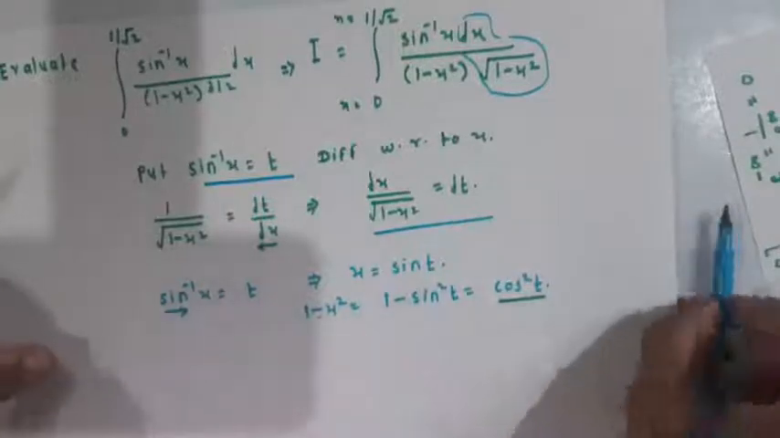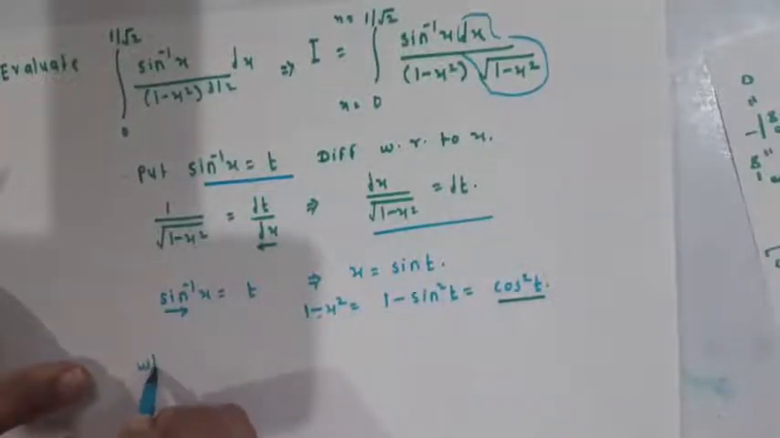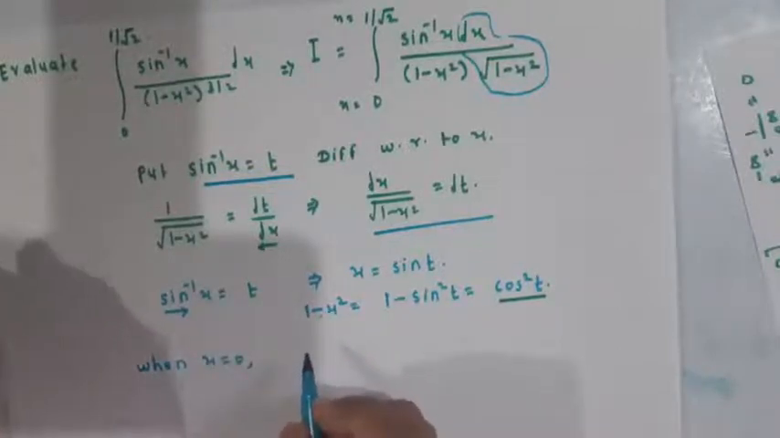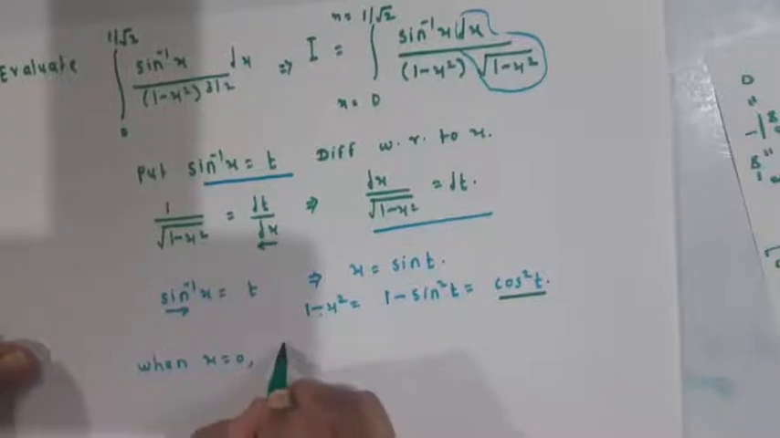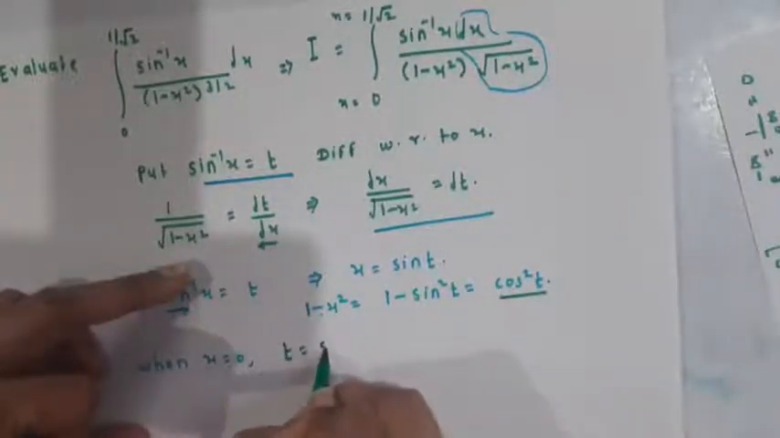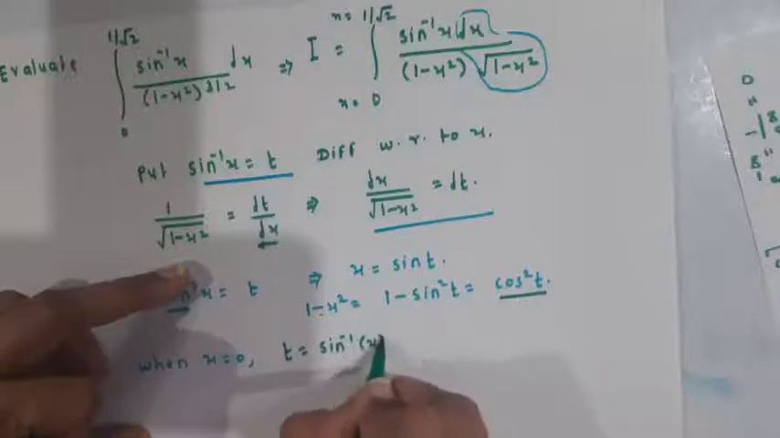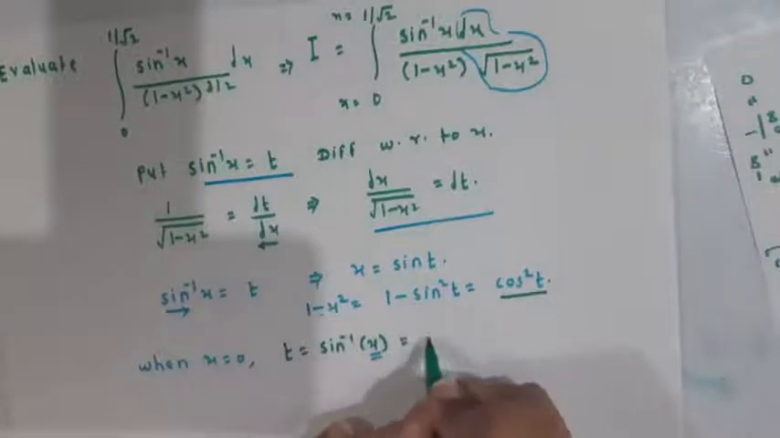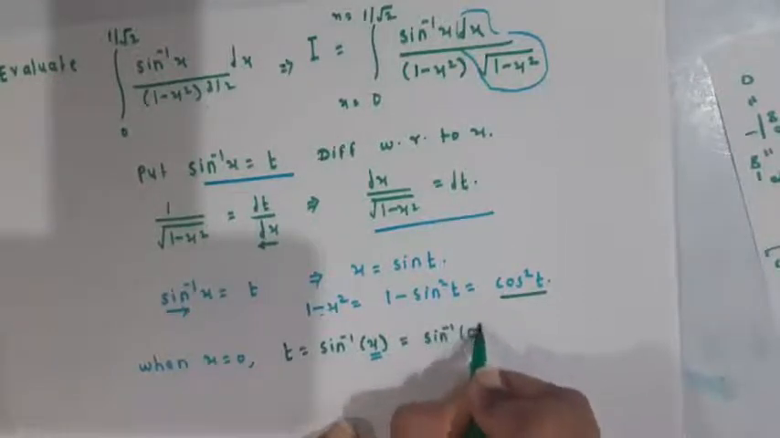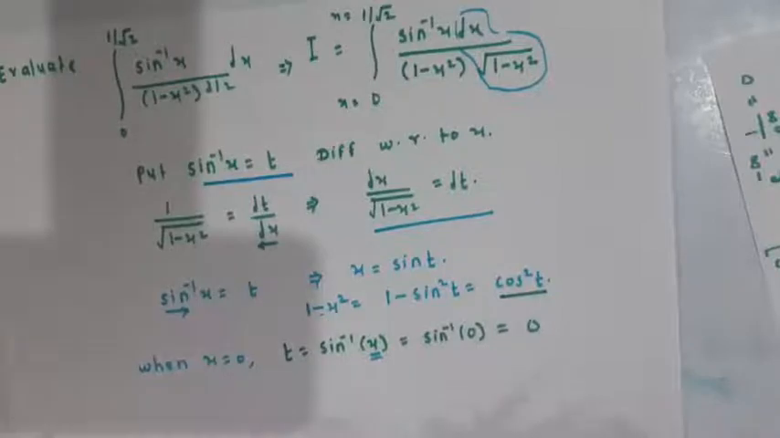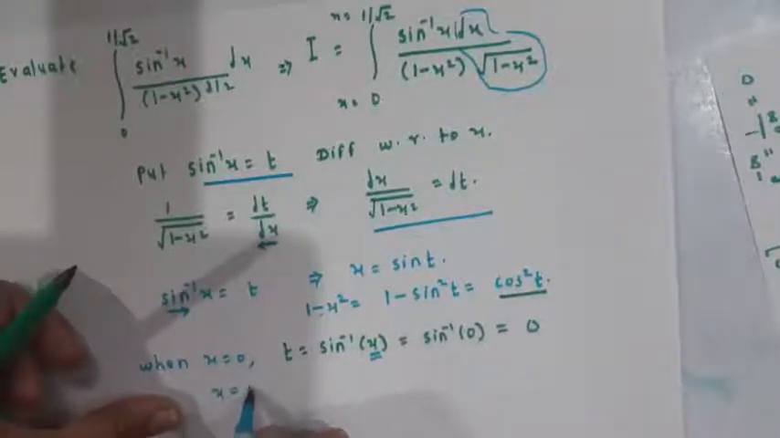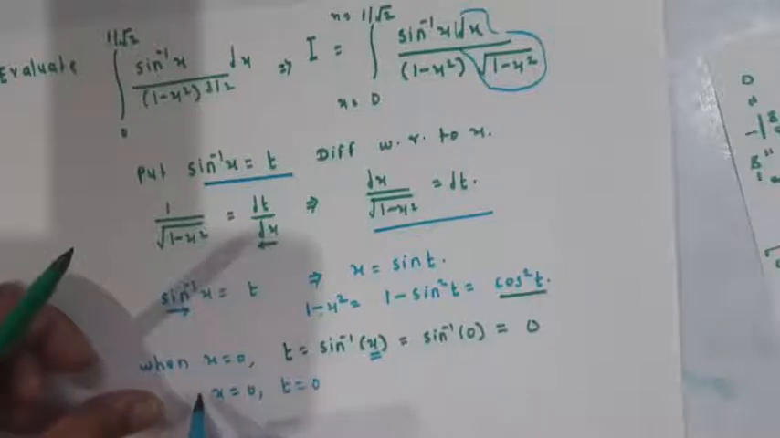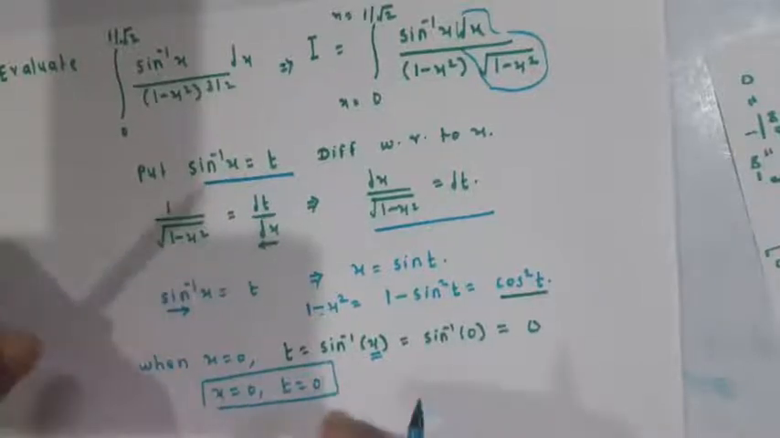Okay, so when x equal to 0, what is the value of t? The value of t is t equal to sine inverse of x. Here put the value of x as 0. This implies sine inverse of 0, and sine inverse of 0 is 0. Therefore when x equal to 0, t is also 0. This is the lower limit of the required new integral.